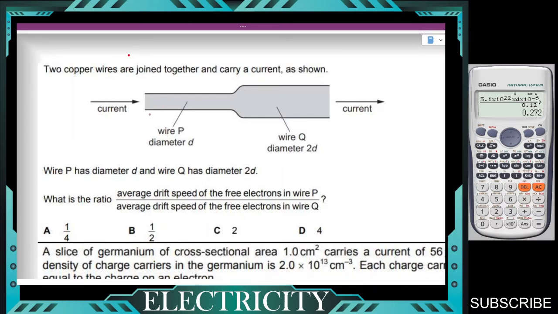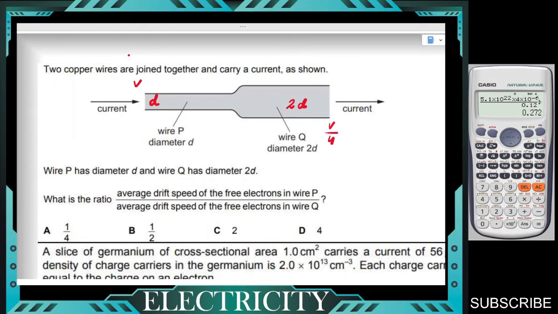So the diameter on the left side is D. Okay, so the diameter is D, and let's say the drift speed is V. Let's not be very specific, let's keep things general. And on the other side, the diameter is increased by a factor of 2. So the drift speed would be decreased by the square of that factor. Whatever the square of that number is, that would go in the denominator, and that would be your new drift speed.